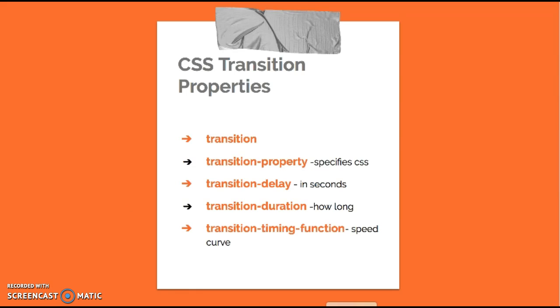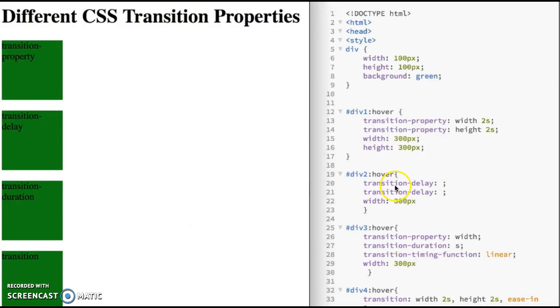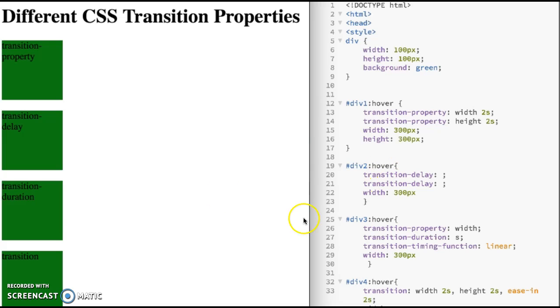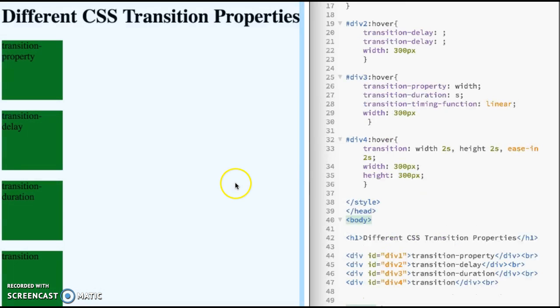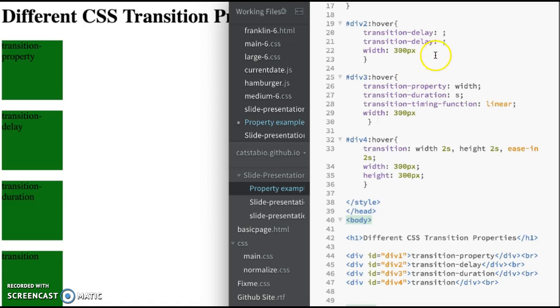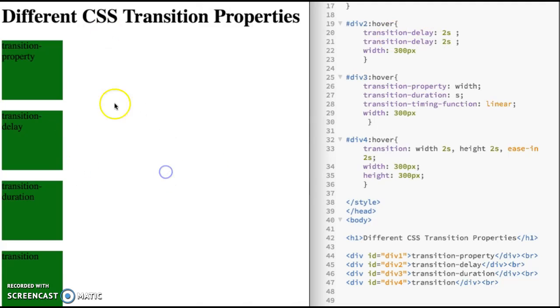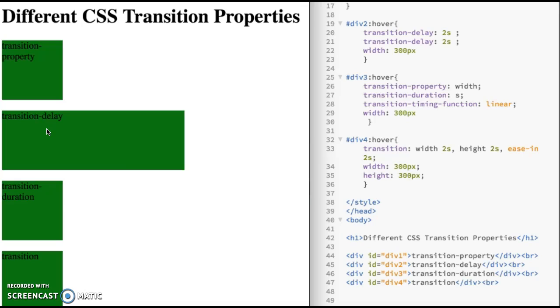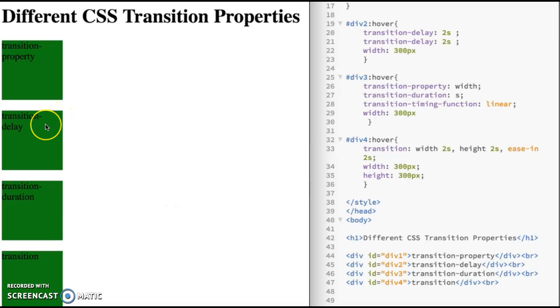So let's go back to our examples here in Brackets. That's going to be in our div number 2 box. Here's that transition-delay. Right now, when I come over and I click on the box, there is no delay because I haven't set any. But when I come over here, let's give it a delay of 2 seconds. When I come back over here, nothing, and there we go. 2 seconds later, it's going to come in, which is really cool.